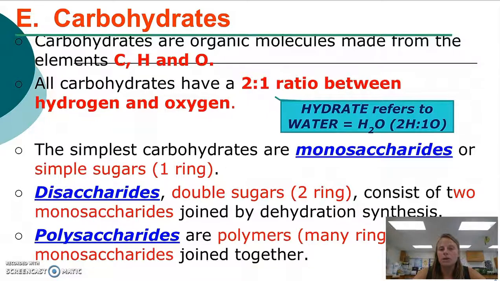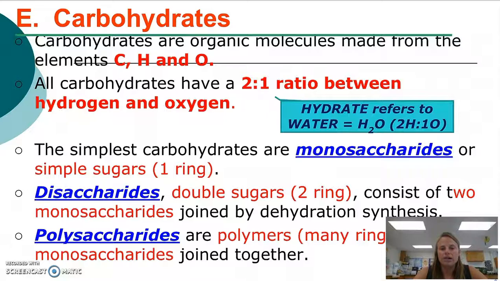Carbs are organic molecules made from the elements carbon, hydrogen, and oxygen, where there's a 2-to-1 ratio between hydrogen and oxygen. Now the simplest carbs, glucose for example, is a monosaccharide, mono meaning one. And we can tell a carb by its shape, where carbs are going to have a ring shape. So this monosaccharide, this simple sugar, is going to have one ring.